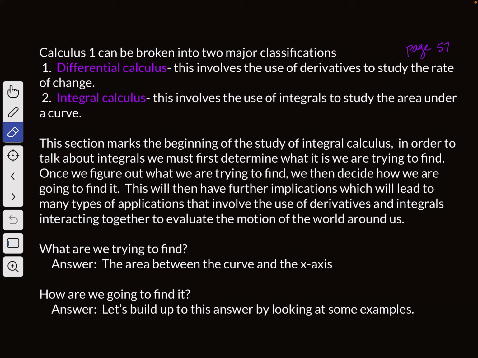In order to talk about integrals, we must first determine what it is we're trying to find. Once we figure out what we're trying to find, we then decide how we're going to find it. This will then have further implications, which will lead to many types of applications that involve the use of derivatives and integrals interacting together to evaluate the motion of the world around us. So the first question, what are we trying to find? And that's the area between the curve and the x-axis. And how are we going to find it?